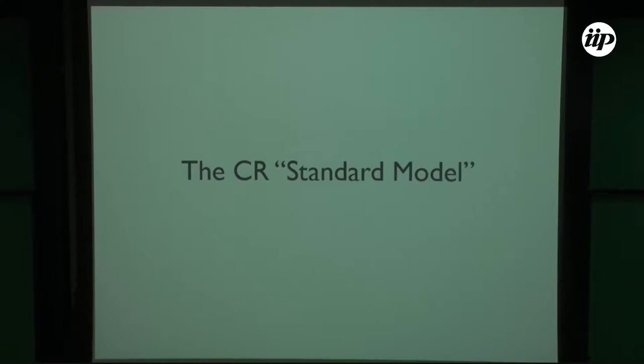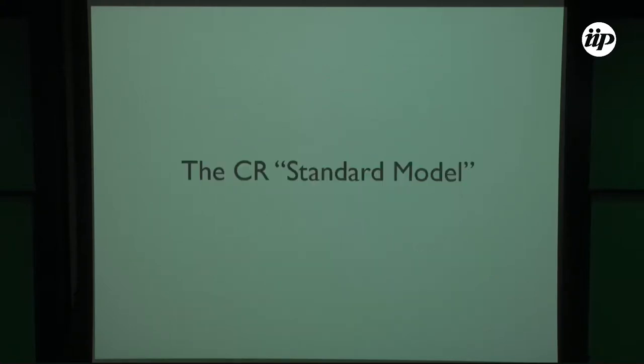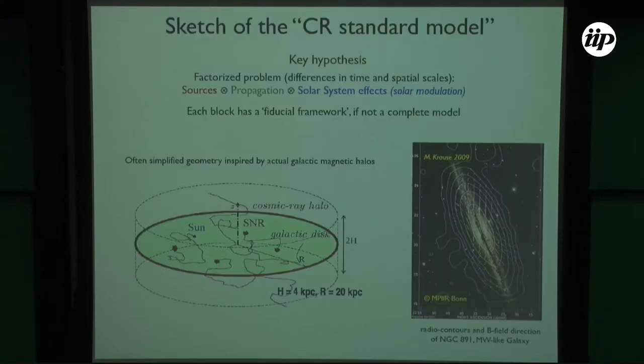In order to explain if there is any room for dark matter or not, I should explain how we basically quantify this baseline hypothesis and compare this qualitative theory with the data. And these data are now of quite good precision. We are talking about errors of a few percent, in the best case for antiprotons. This is unbelievable, if you knew the old days. So let me present this cosmic ray standard model within which this computation is done.